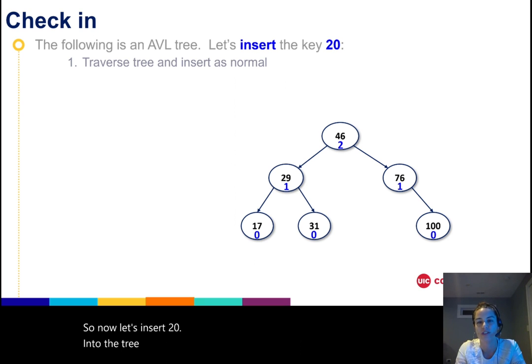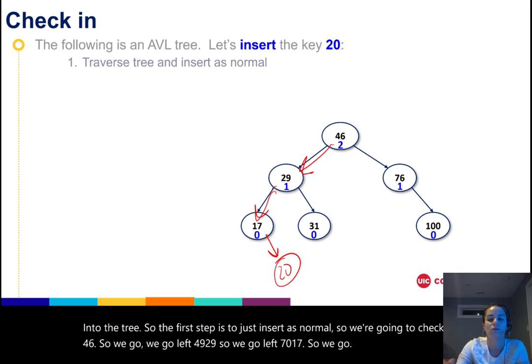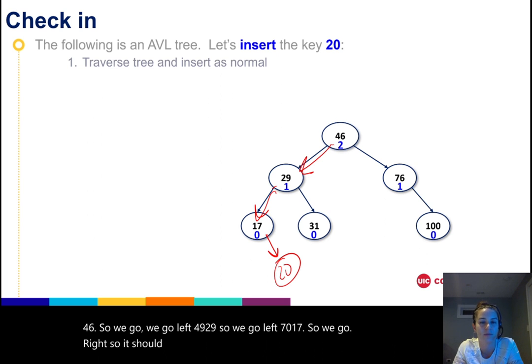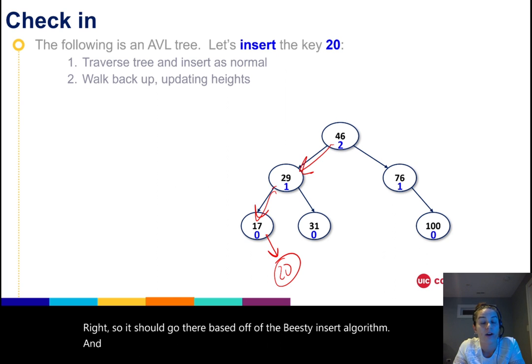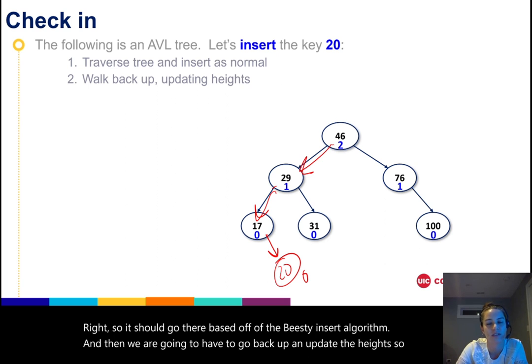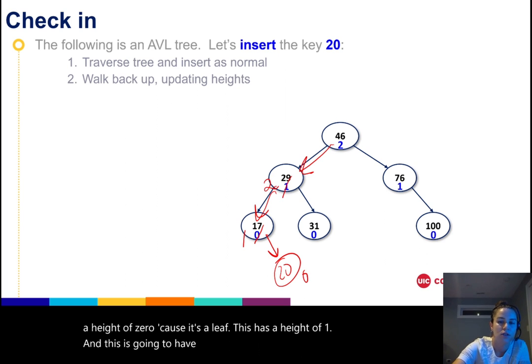So the first step is to just insert as normal. So we are going to check 46, so we go left, 49, 29, so we go left, 17, so we go right. So it should go there based off of the BST insert algorithm. And then we are going to have to go back up and update the heights. So this has a height of 0 because it's a leaf. This has a height of 1, and this is going to have a height of 2 now, and then this is going to have a height of 3.